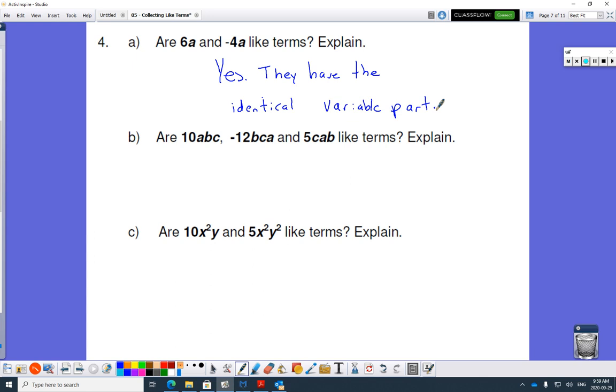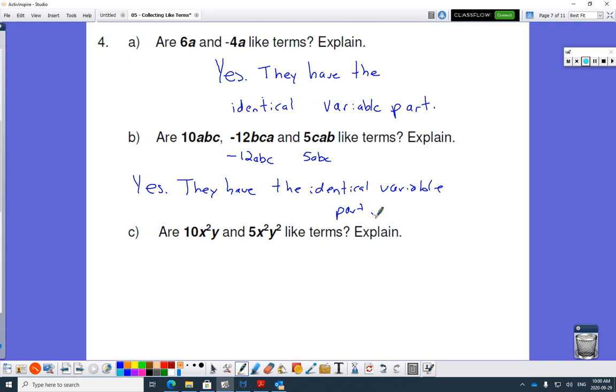How about 10ABC, negative 12BCA, and 5CAB? Okay, I suggest from here on in math, when they ask questions like this, don't even hesitate. Fix what they did there and be a better mathematician than what they are. What should they have done just to make sure there's no issues here? Put the letters in alphabetical order. So just write it underneath. Negative 12ABC, 5ABC, and that really helps to say, yes, these are like terms. And I'm going to write the whole sentence again. They have the identical variable part.